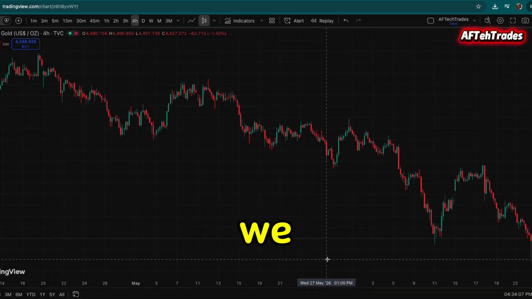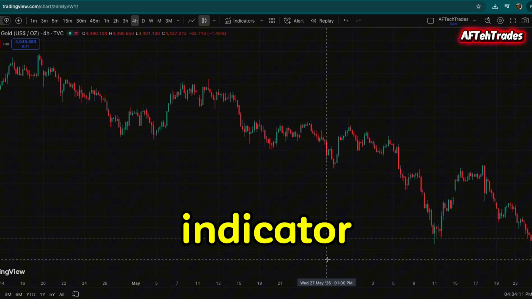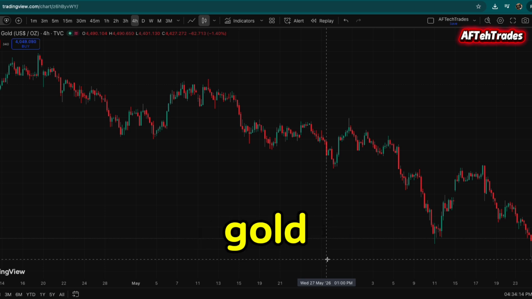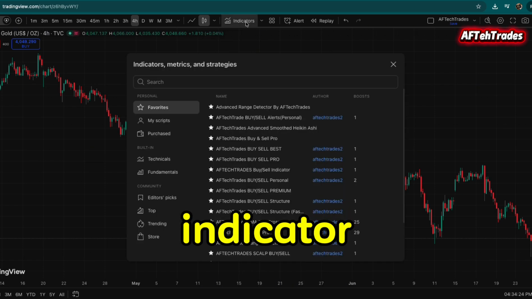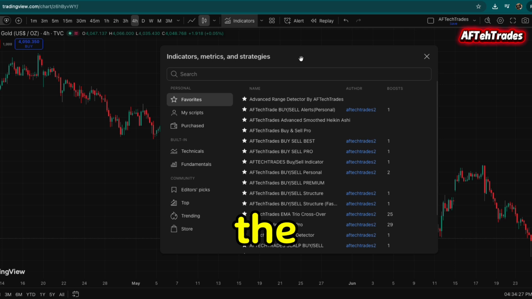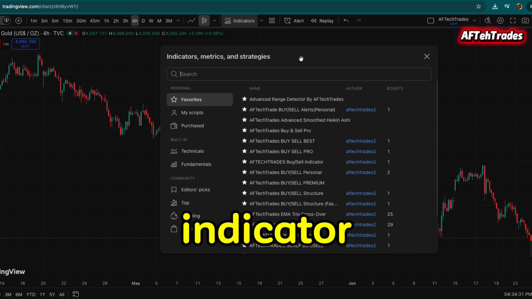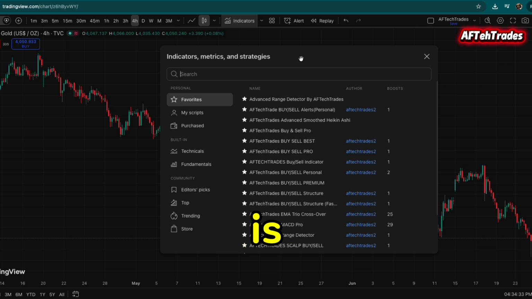So the first indicator we need is to know the possible direction of the markets. And this indicator works perfectly on gold, on crypto, BTC, Forex market, as long as you're on TradingView. All you need to do is come to your indicator and make sure you follow the indicator rule. Once you follow the indicator rule, the win rate is higher.